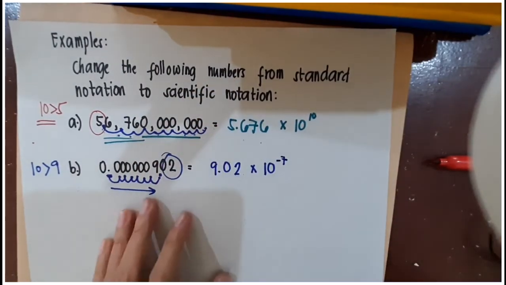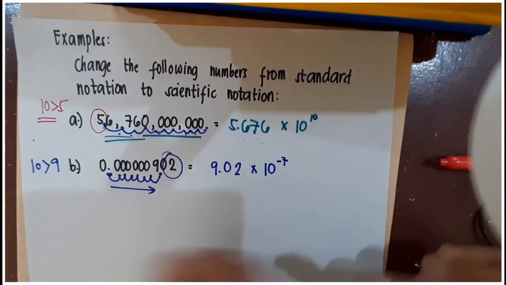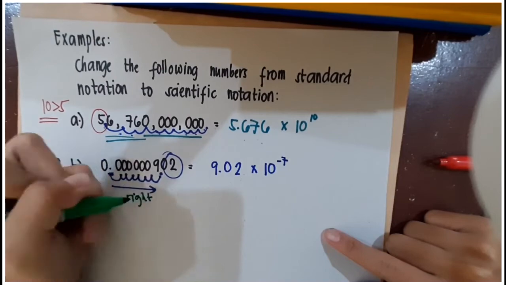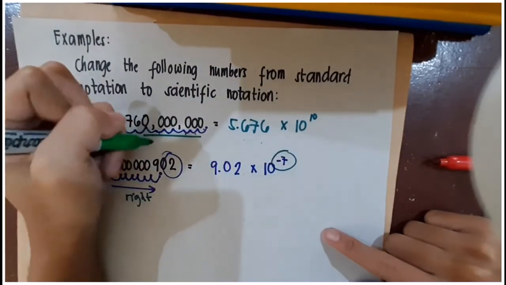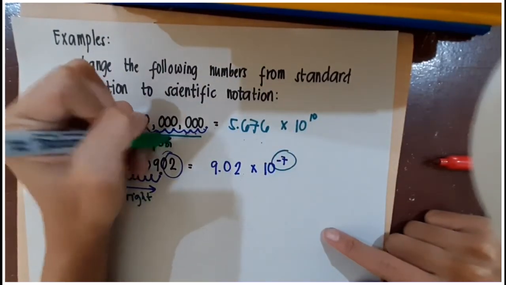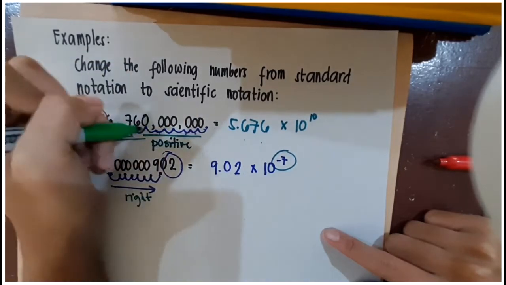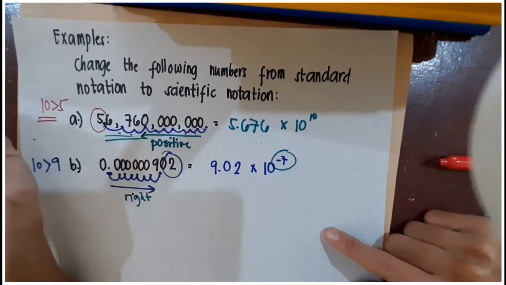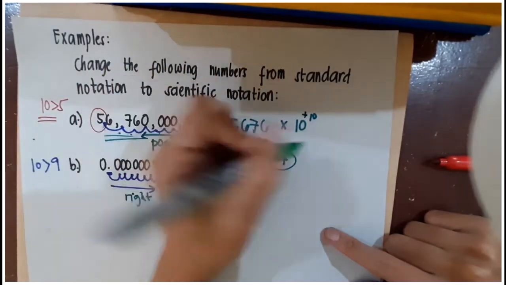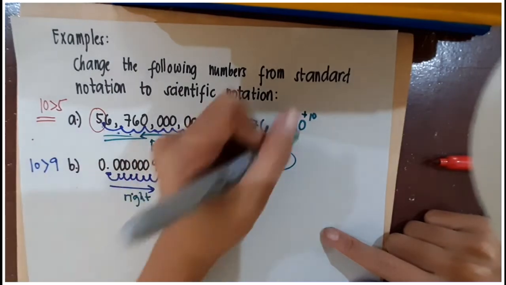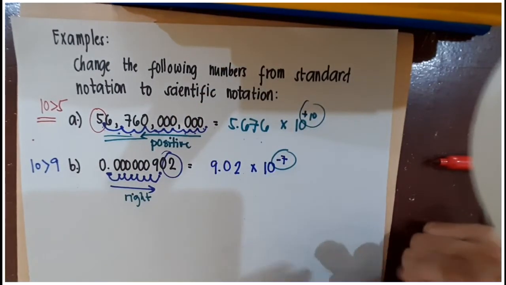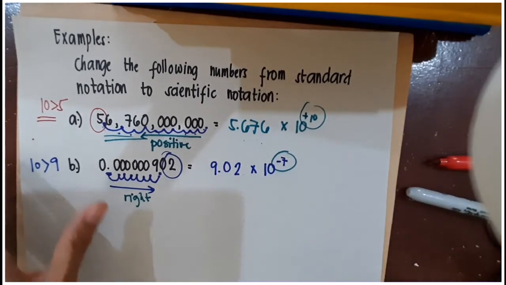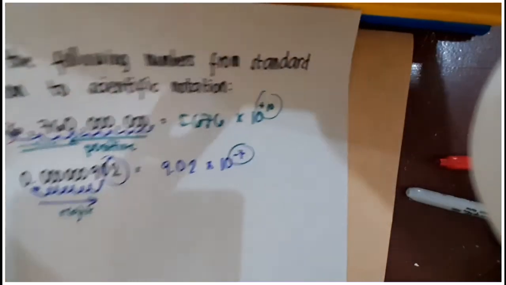Now why negative? Because you moved your decimal point going to the right. In the previous example, you moved your decimal point going to the left, so that is a positive exponent. This is a negative exponent. So that is how you write standard notation in scientific notation.